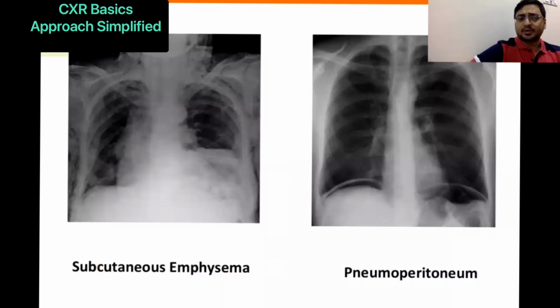Now coming to one of the important factors, subcutaneous emphysema, this is how it looks like. You can see the air inside the soft tissue. This is a typical picture of subcutaneous emphysema, and you can see the gas under diaphragm beneath the right dome. So basically, this is the pneumoperitoneum where there is gas under diaphragm, and this is an emergency.